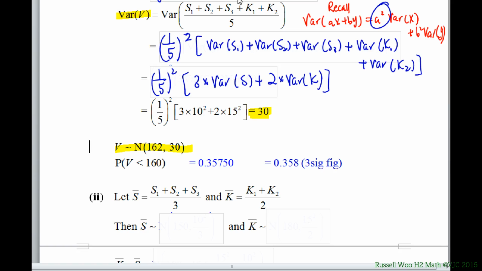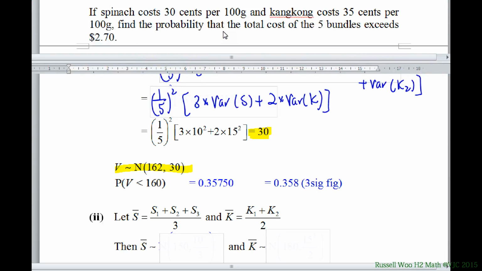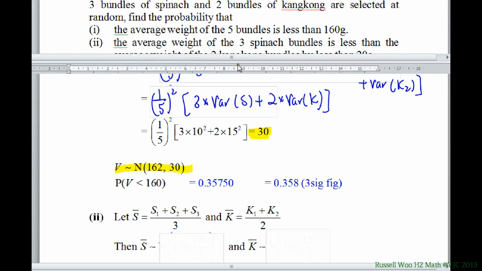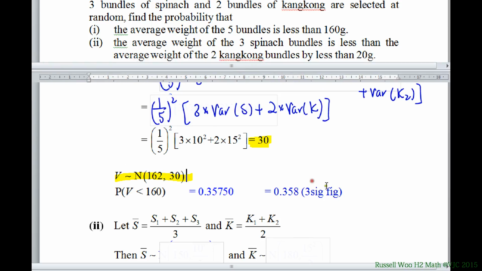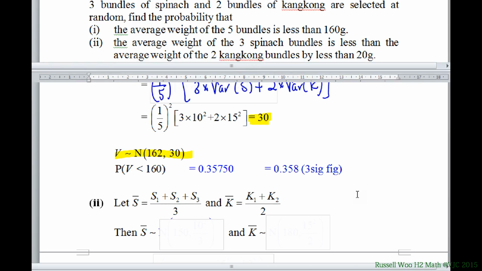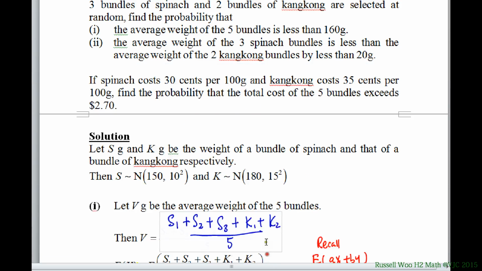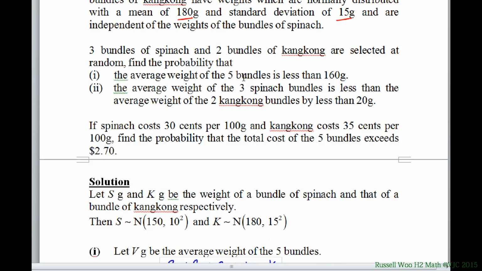Okay. Next part. Part 2. Okay, have attention. This proves to be quite difficult for some of us. Part 2, reading the question is important.